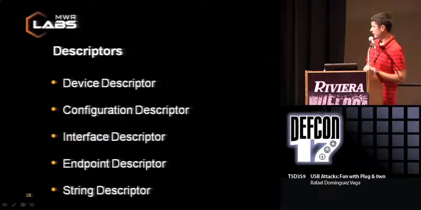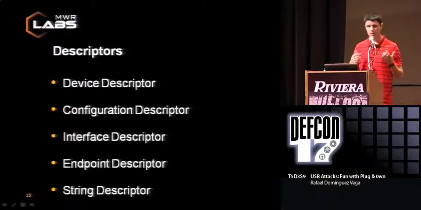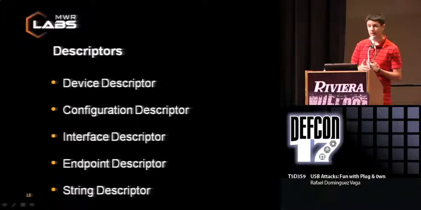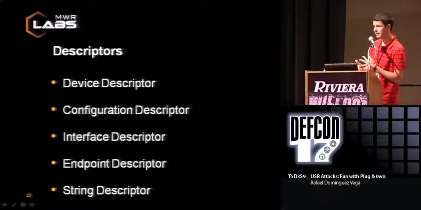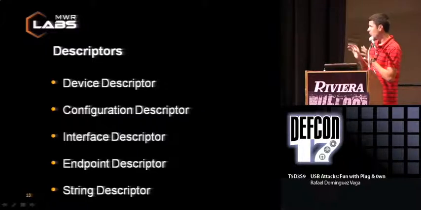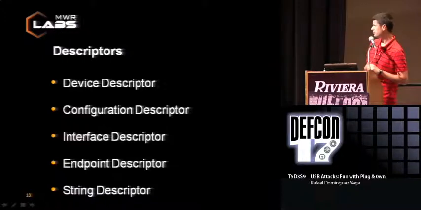We have different types of descriptors, and here we have some important ones. We have the device descriptor, which describes general information about the device and provides information such as the vendor ID, the product ID, and the serial number. It's the product ID and the vendor ID that we are going to be particularly interested in, because these are used to identify which device driver is going to be used.